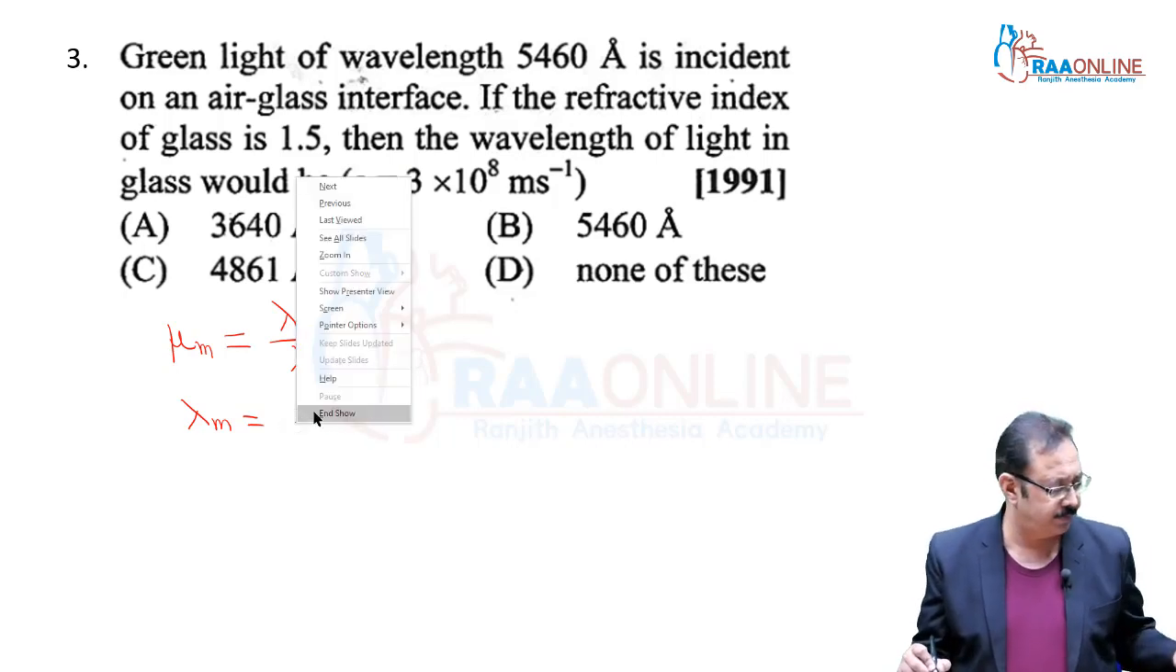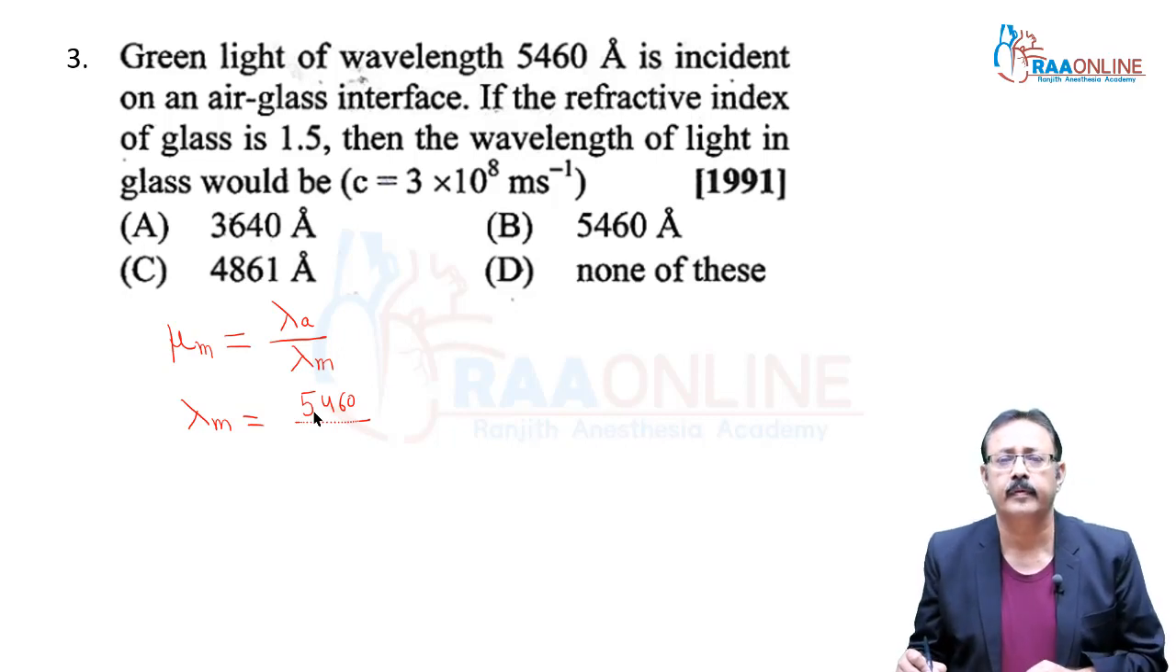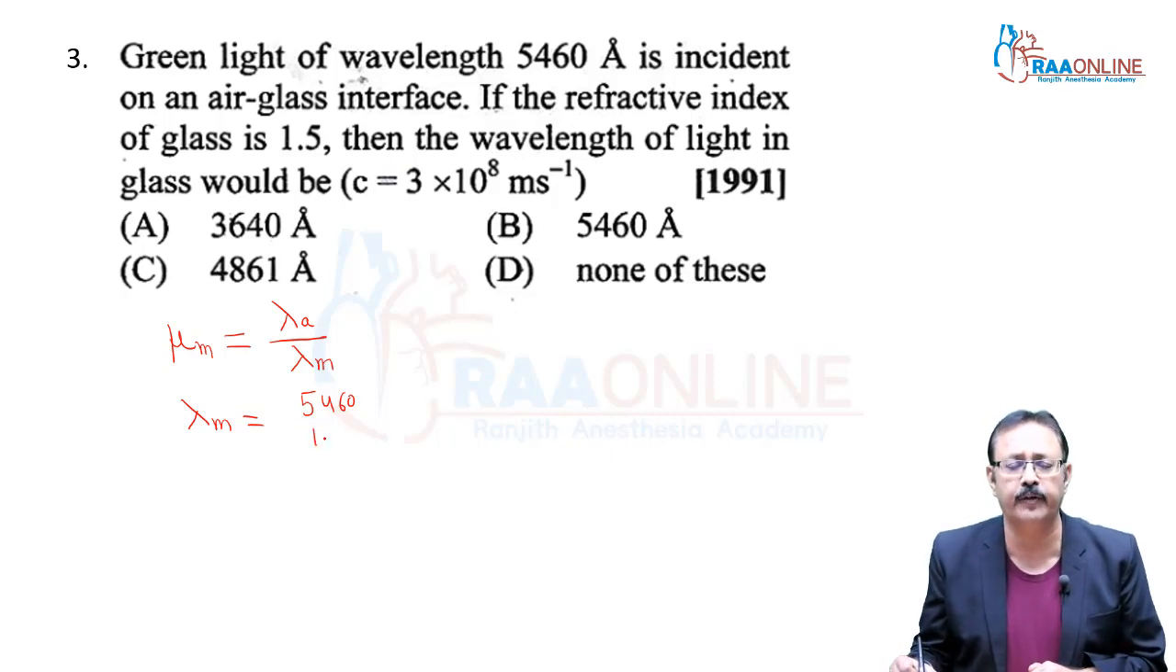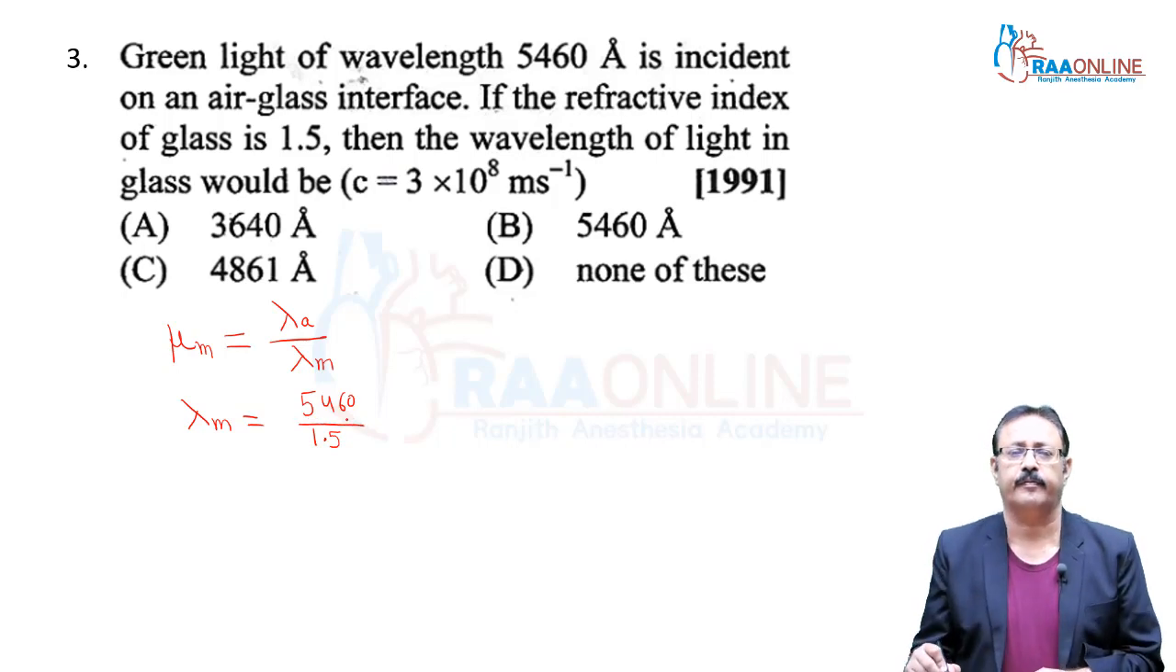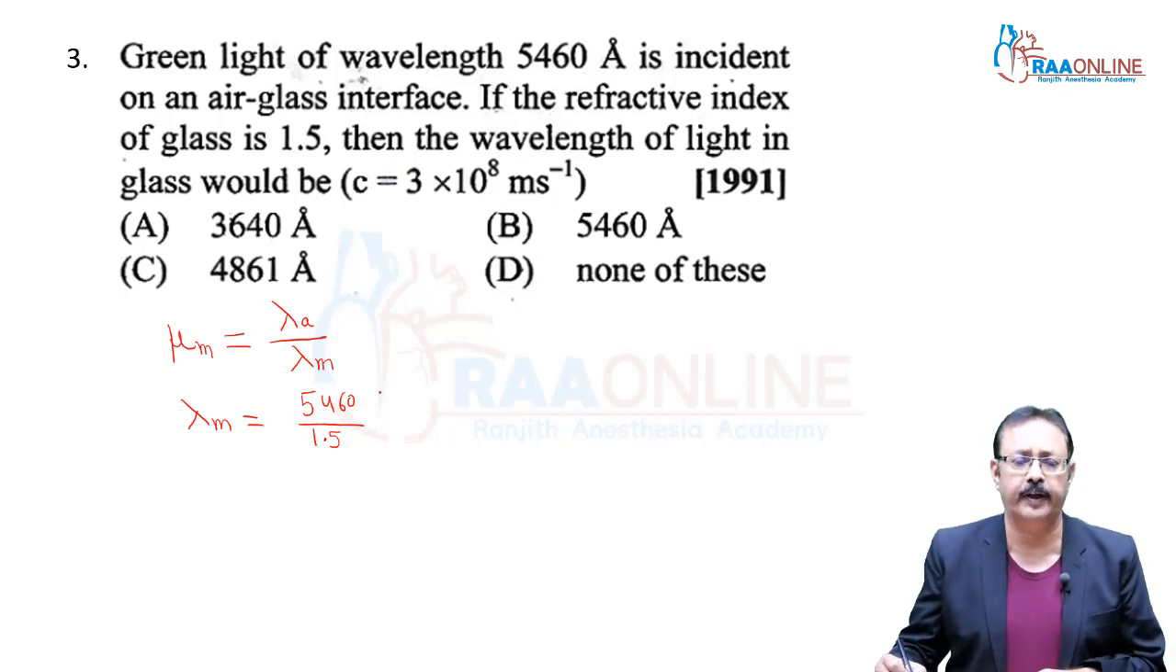divided by mu. What is the value of mu? Mu is 1.5. So remove this decimal, you will get 10 over 15. 15 threes are 45. Remaining is 9. 96. 15 sixes are 90. 60. 15 fours are 60. So we are going with A.